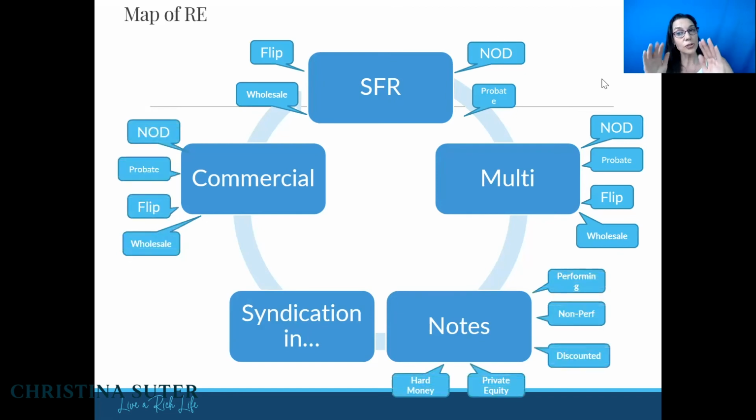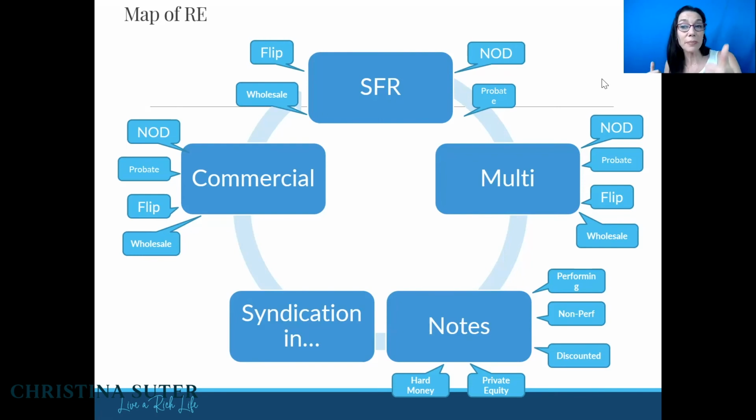Now it gets a little more foggy. Notes. Notes are secured by real estate. So a note, in a way, is a process that could be securitized, right? Be attached to almost any one of these forms of real estate. Oh, wait a minute. That's right. It could be attached to a single family, it could be attached to a multifamily, it could be attached to a commercial, but then the note itself is sometimes in different stages.